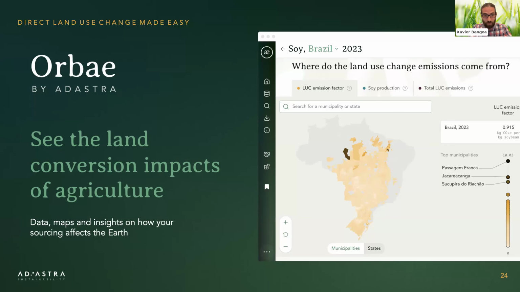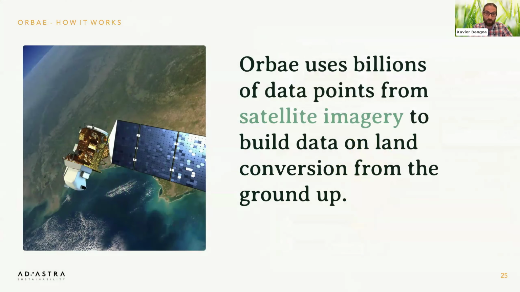So this is Orbe. If you want to move to the next slide, I'll explain a bit how this works in practice. It's all grounded in Earth observation. So behind Orbe are billions of data points derived from satellite imagery, which help us to rebuild the history of every field over the past 20 years, so during the assessment period. In practice, what we do is we collect information on forest cover, on other natural ecosystems cover, over time, year after year, and then blend that with crop classification on high resolution.